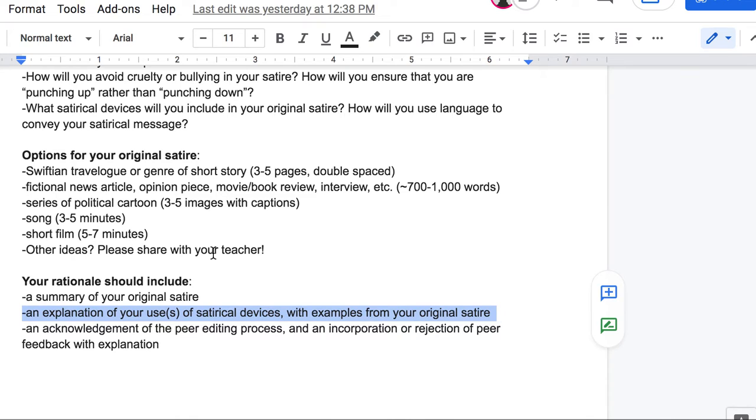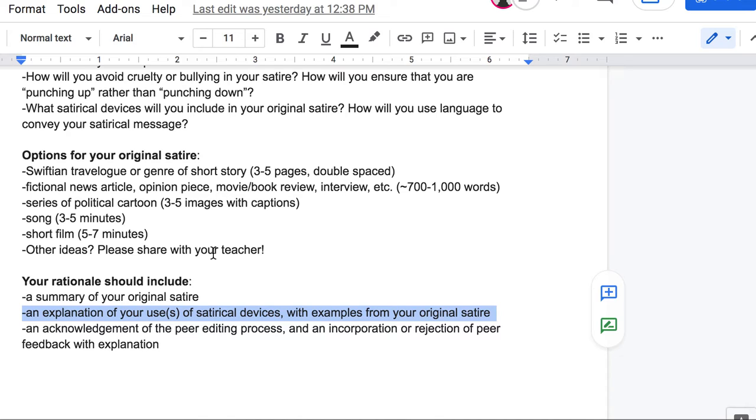I want to talk a little bit about your rationale writing, as that is going to be the primary focus of your summative and articulating the aspects of your learnings about satire and being able to assess a text of your own creation. Today, I want to talk specifically about the second point in our Unit 3 summative prompt, which is an explanation of your uses of satirical devices with examples from your original satire. Today I'm going to talk about giving your rationale focus, so specifically focusing on the thesis statement.